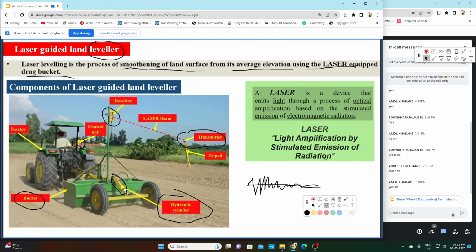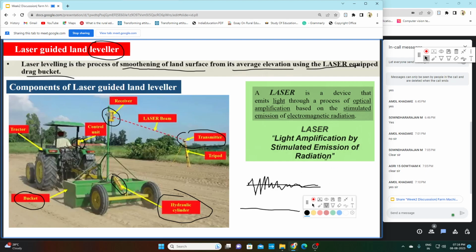And whenever the hydraulic cylinder retracts, the bucket will be lowered down, when there is more elevation. So by this process your land will be smoother. Is this slide clear? Yes, sir.